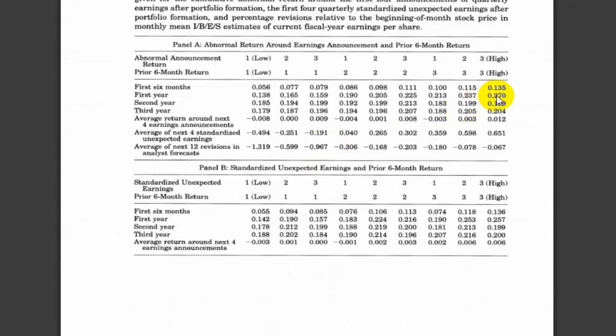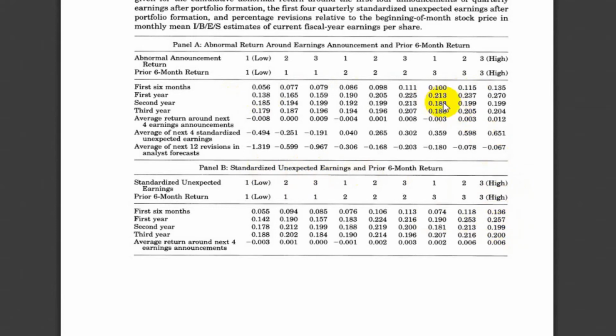So it's interesting to note when the past 6-month return is combined with the abnormal announcement return. For instance, for the first year, the return is 27%, whereas when the past 6-month highest returns are teamed up with the lowest earnings announcement ranking, the return is only 21.3%, which isn't that much different than the average return across all portfolios. And this same occurrence occurs across all of the different earnings surprise measures.